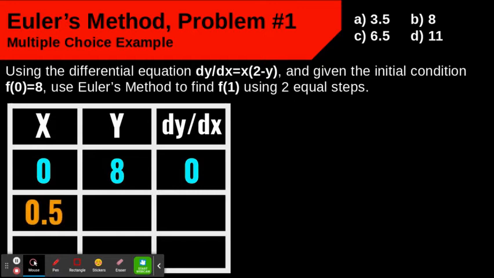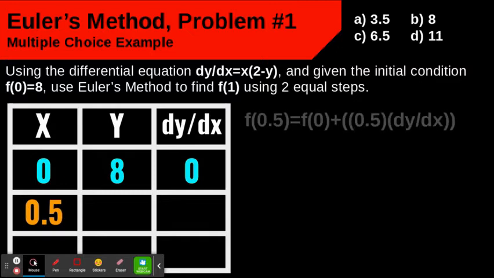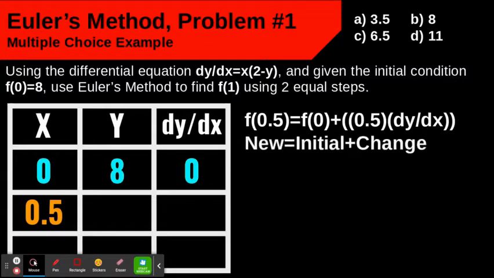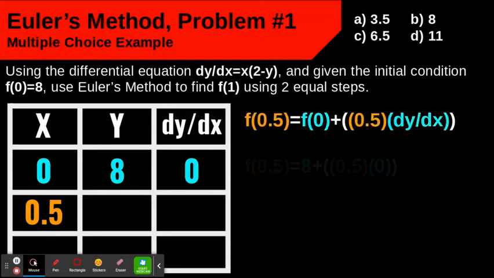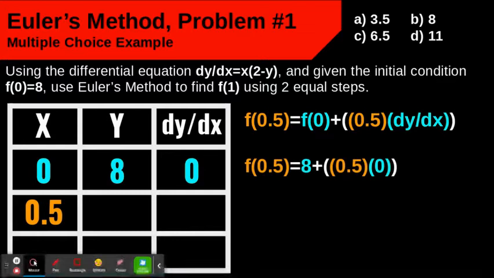We must now solve for y using our x position of 1/2. The way we find y at x equals 1/2 is by plugging in our initial position of y and adding that to our change in y. This gets us a result of our new y equaling 8, which is the same as it was before. This makes sense because the slope, or the differential equation, was 0, so y did not increase.